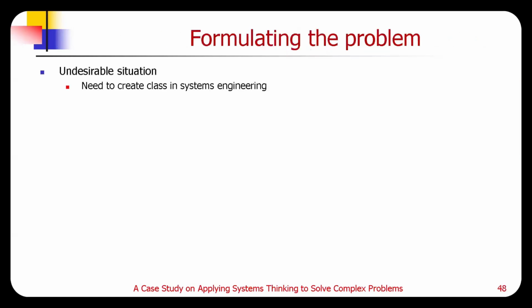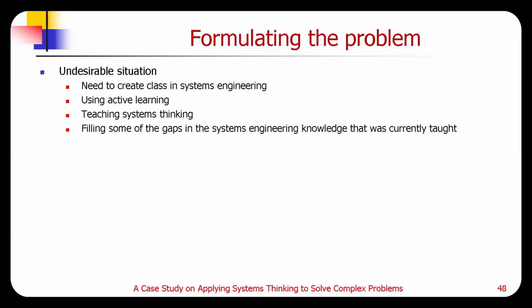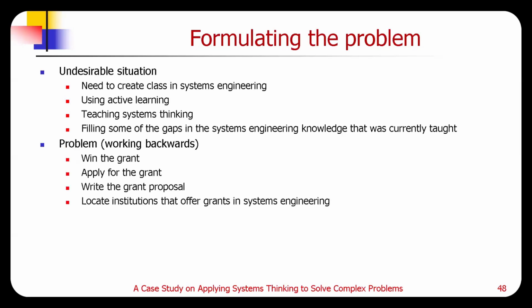So formulating the problem, the undesirable situation is the need to create a class in systems engineering using active learning, teaching systems thinking, and filling some of the gaps in the systems engineering knowledge that was currently taught. Because I often found myself when I was teaching, telling the students, and you won't find that in the textbooks. Well, I eventually wrote some textbooks where you will find it. The problem working backwards was win the grant, apply for the grant, write the grant proposal, locate institutions that offer grants in systems engineering, and there weren't any, so I had to find an institution that offered grants in areas that other institutions didn't offer grants.